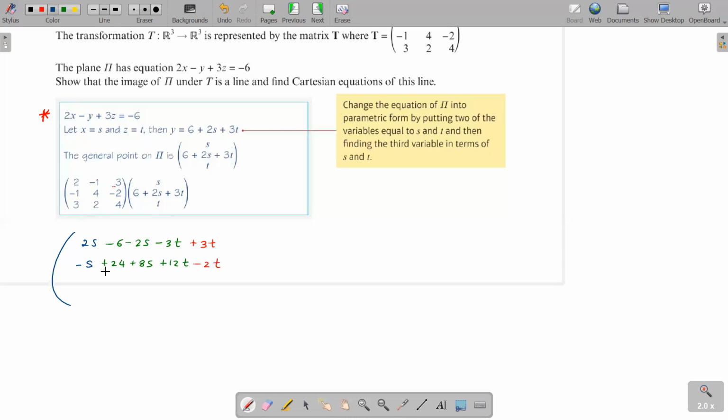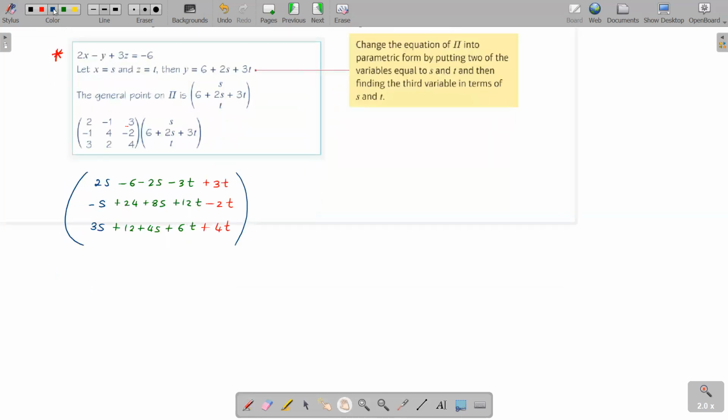The next one, 3 times s is 3s. And the next, you multiply 2 times 6 plus 2s plus 3t, which is 12 plus 4s plus 6t. And the last one, 4 times t. Can you all separate this out? Can you all add and everything? What do we get here? Minus 6. Only minus 6, right?